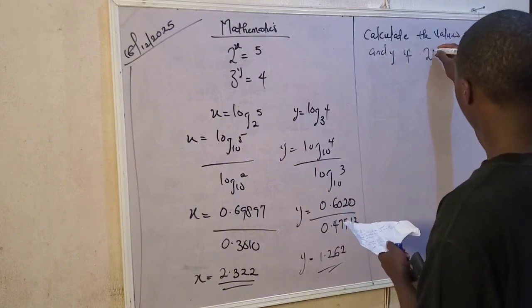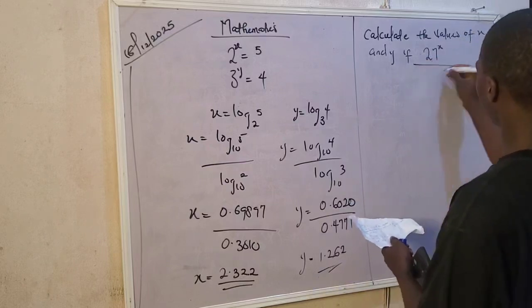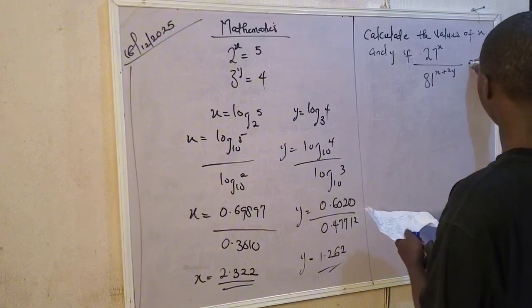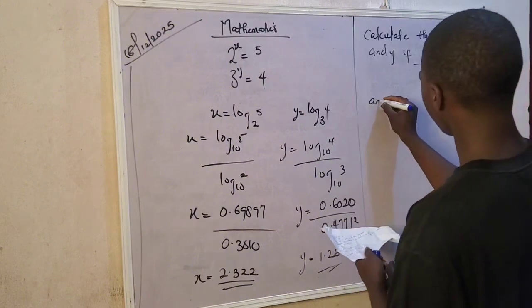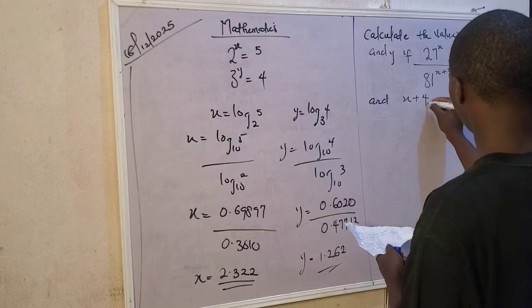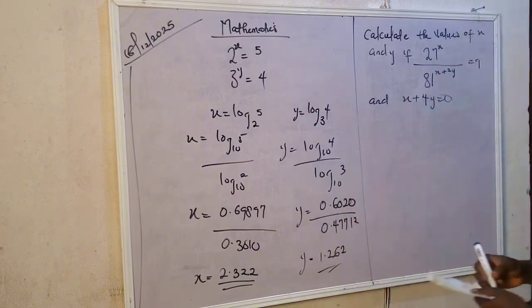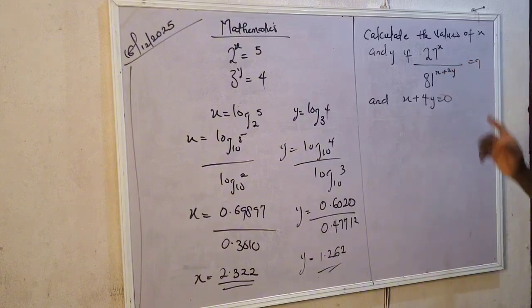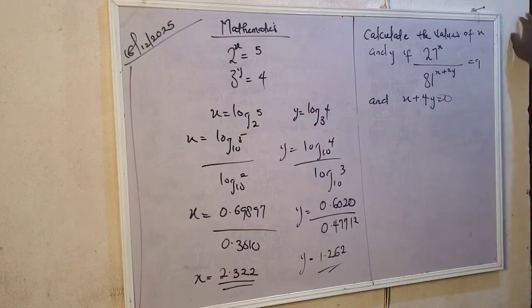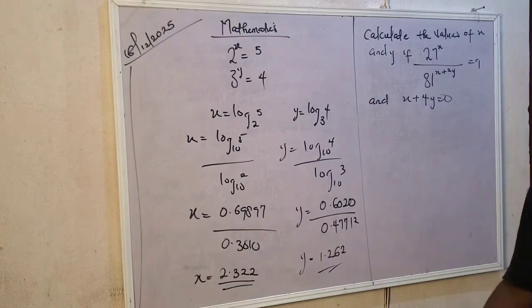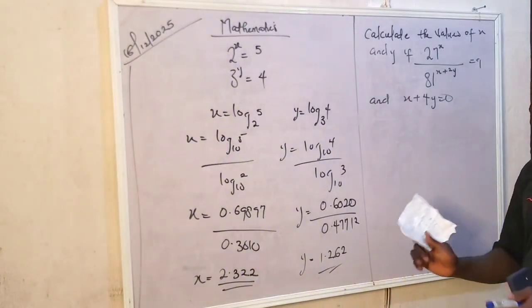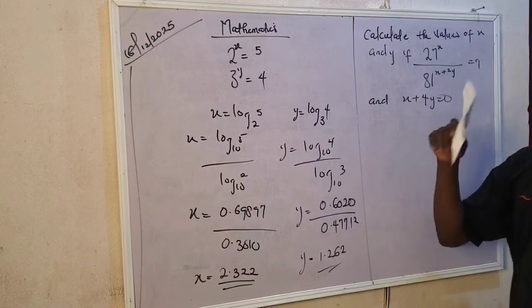if 27 raised to the power of x divided by 81 raised to the power of x plus 2y is equal to 9, and x plus 4y equals 0. So now let's break it down. When you say mathematical problem, the first thing that comes to mind is simplify. For any mathematical topic, the first thing that comes to mind is simplify.